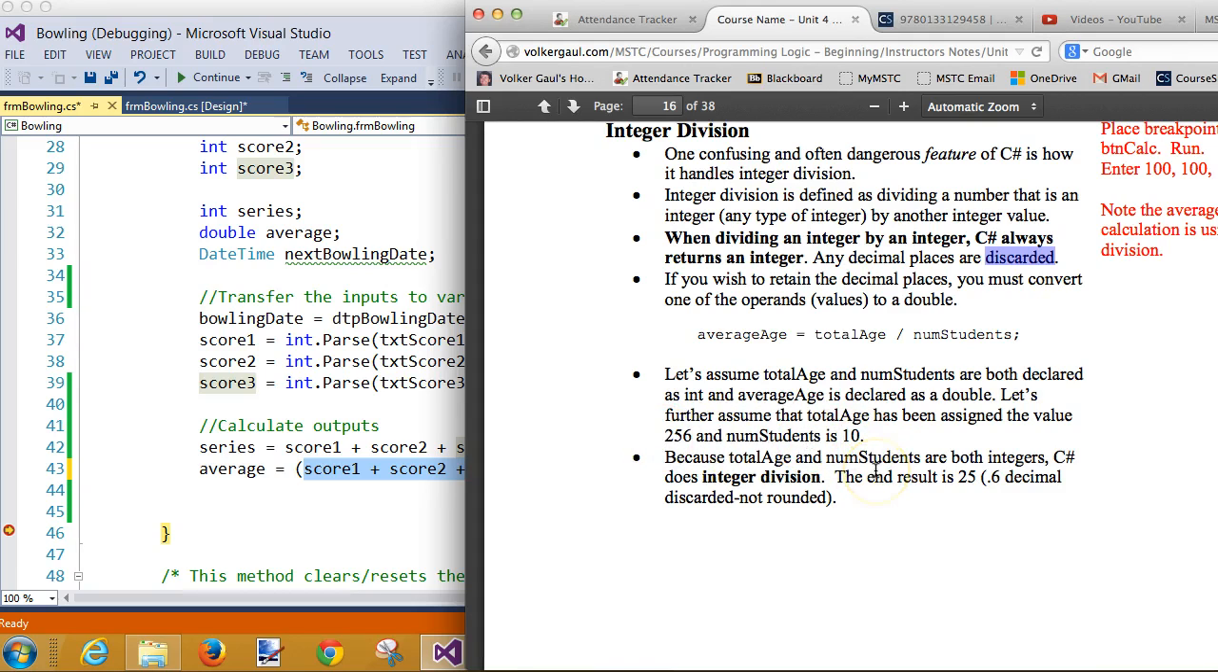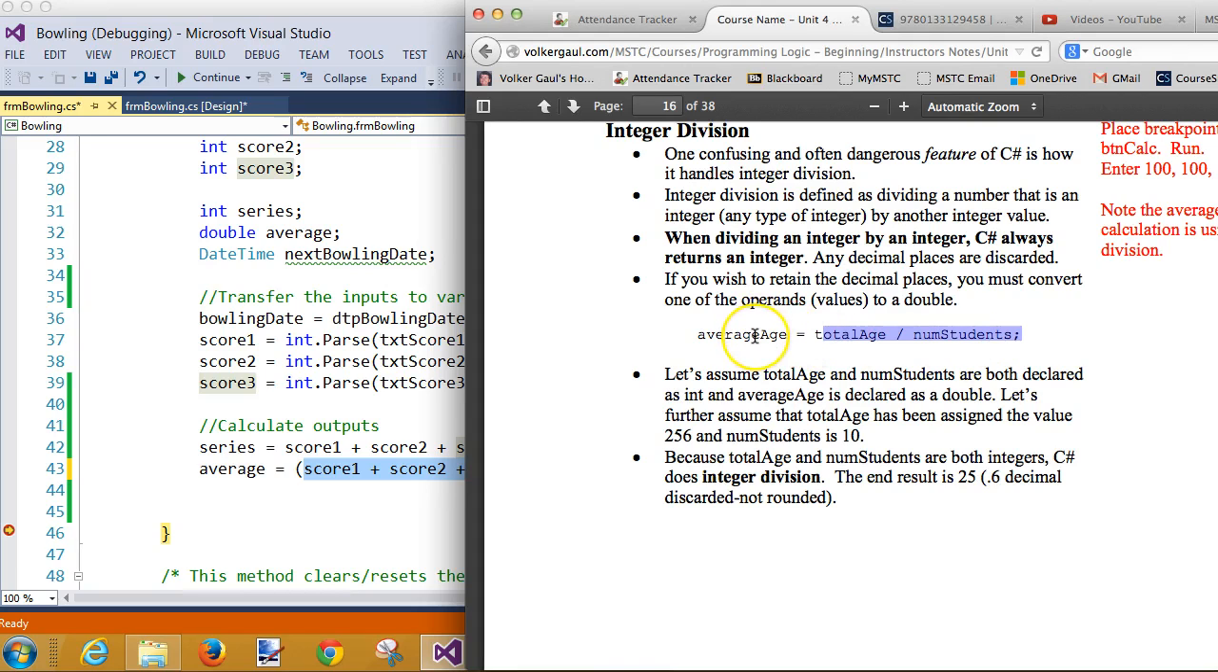256 divided by 10 is obviously, I hope, 25.6. Average age is 25. Whole number, 25, because this is an integer and this is an integer. What if this is a double? Then it's 25.0, but it's still 25 because this math gets done as integer divided by integer. C#, like most curly bracket languages, chops off the decimal places. Boy, that one will catch you if you're not careful.